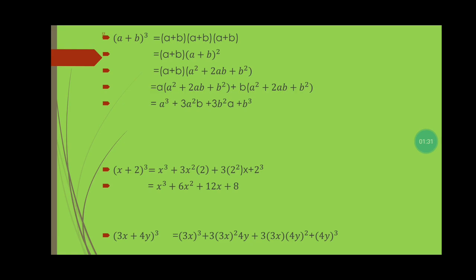Okay, then when I multiply a with the whole bracket, and b with the whole bracket, what do I get? I get a cube plus 2a square b plus ab square plus ba square plus 2ab square plus b cube. Now 2a square b plus a square b and b square a plus 2ab square will be added. So the answer for this is a cube plus 3a square b plus 3b square a plus b cube.